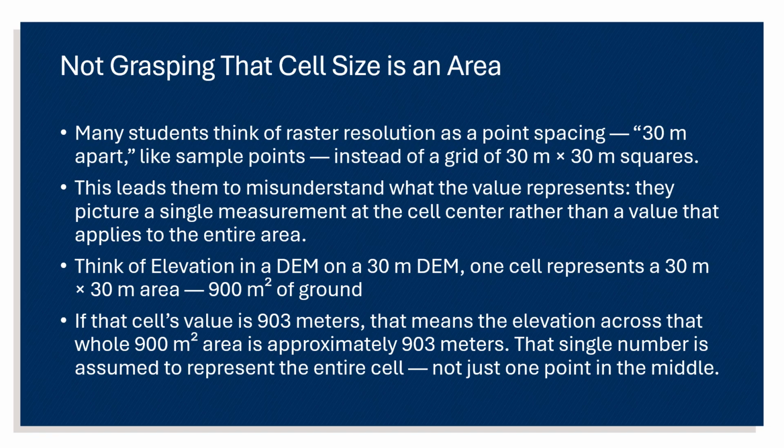They picture a single measurement at the center of the cell rather than a value that is applied to the entire area. If you think about it from an elevation standpoint in a DEM, on a 30 meter DEM, one cell represents a 30 meter by 30 meter area, or 900 square meters of ground. If that cell's value is 903, that means that the elevation across that whole 900 square meters is approximately 903 meters. That single number is assumed to represent the entire cell, not just one point in the center.